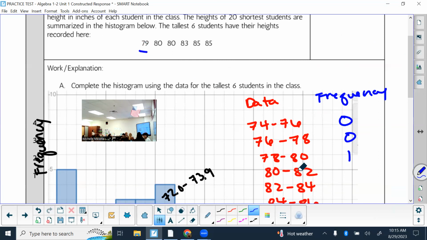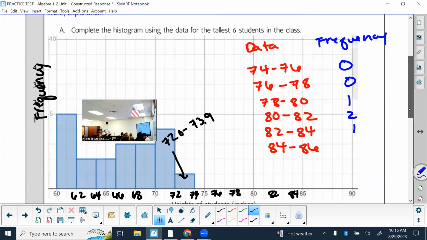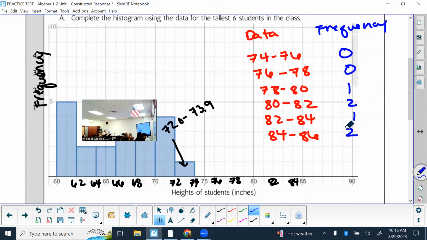What about from 80 to 82? 2, because that's where the 80s go. So then this one, next one. From 82 to 84. 84 to 86. 2. So that's gonna help me figure out where to put these bars.